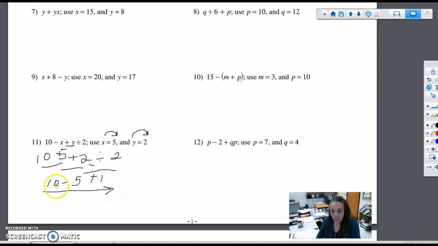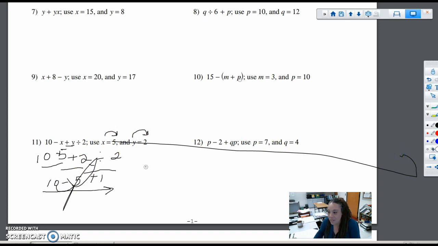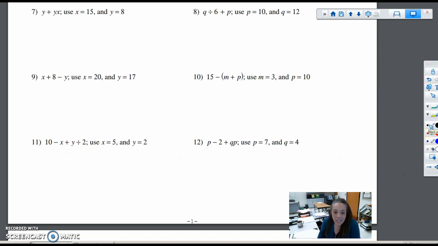10 minus 5 is, whoa, that's pretty funny. I think my pen is stuck. Here we go. Right back where we were. 10 minus 5 is 5. And then we had that 5 plus 1, which is 6. Sorry for that glitch here. I'm still getting used to this pen. So otherwise, that's how you would solve that problem.